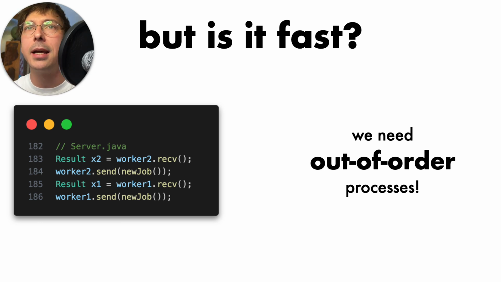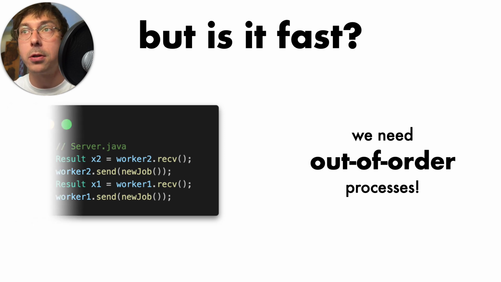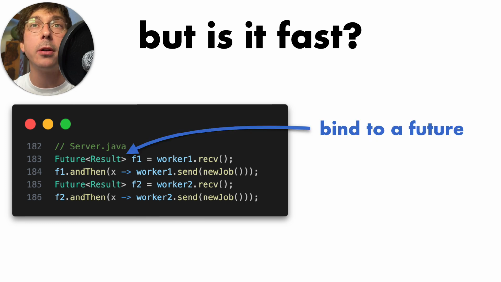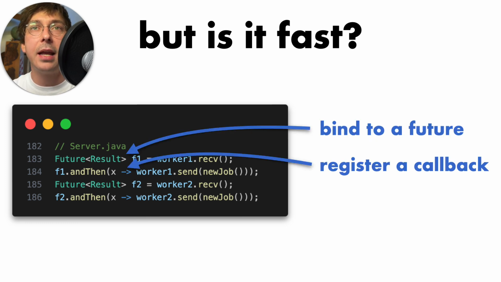But like I was saying, we can make the server out of order by just using futures. So what I've changed in the code here is that on line 183, the server now receives a message from worker 1 and binds it to a future. And then it sets a callback for the future. Whenever the message arrives, we're going to run this callback. And this gives us the nice out-of-order behavior we want. Whenever worker 1's message arrives, we fire this callback. Whenever worker 2's message arrives, we fire the callback.